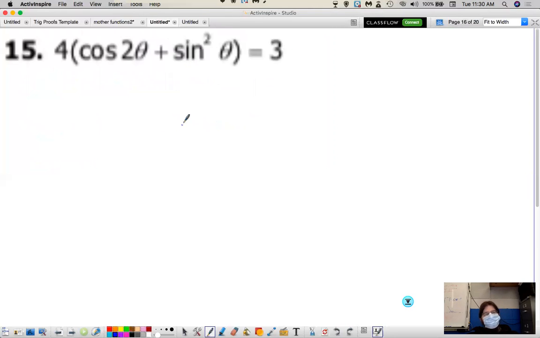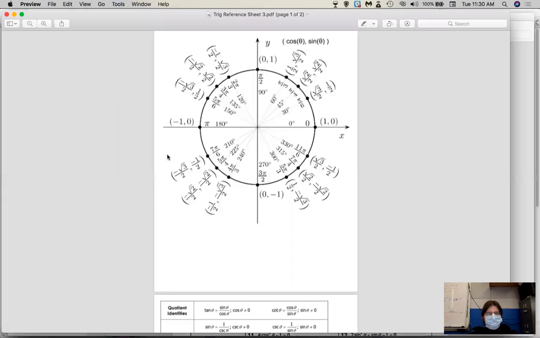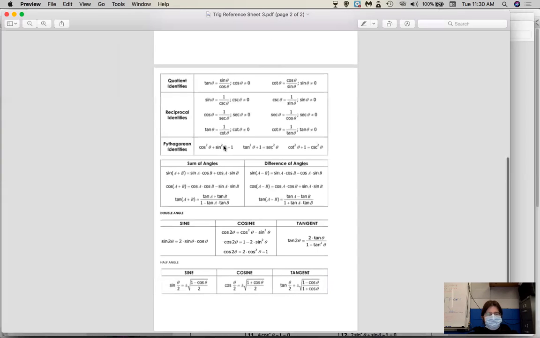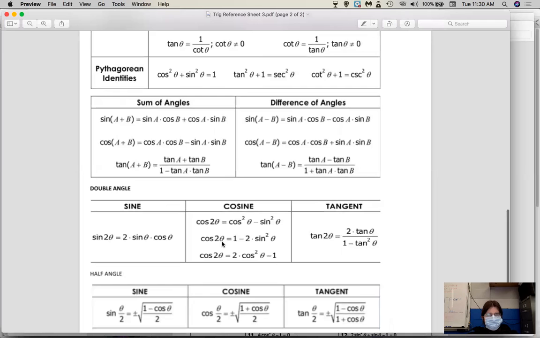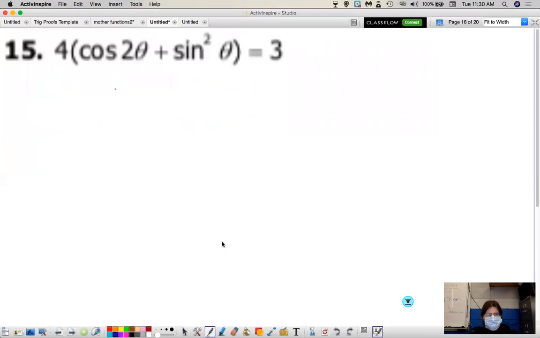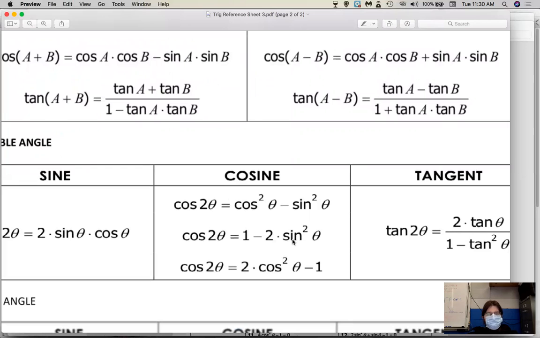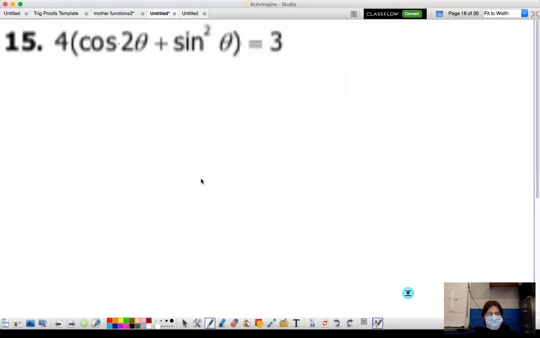Now we get to some interesting ones. Now we got to use our identities. So cosine of 2 theta's got some options. This thing's a sine squared. I want one trig function. So I'm going to turn this into some sine. 1 minus 2 sine squared theta sounds good to me.